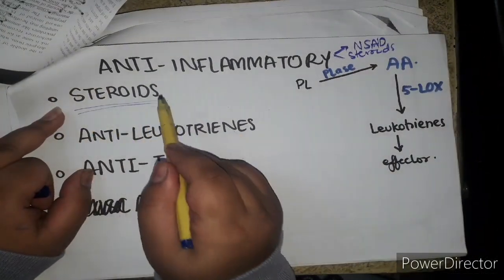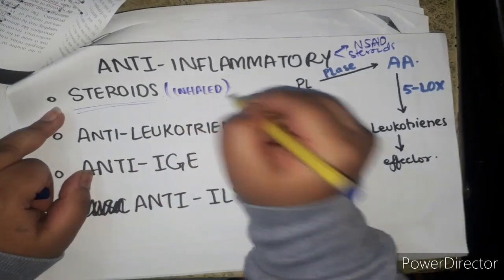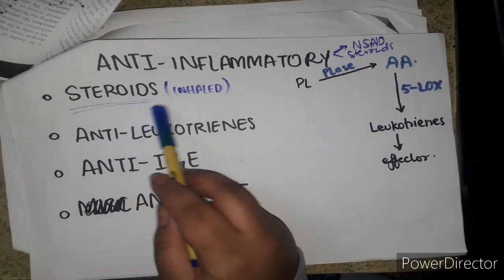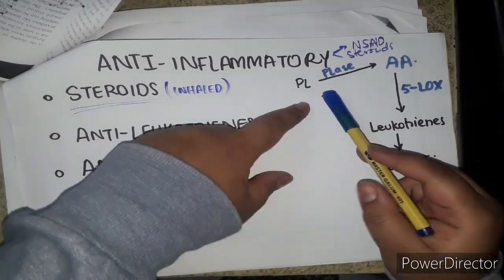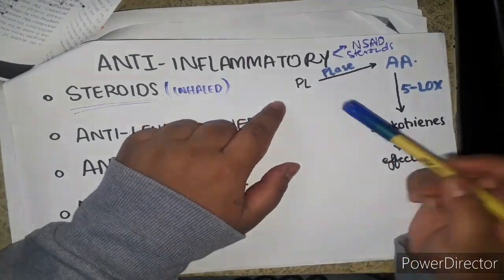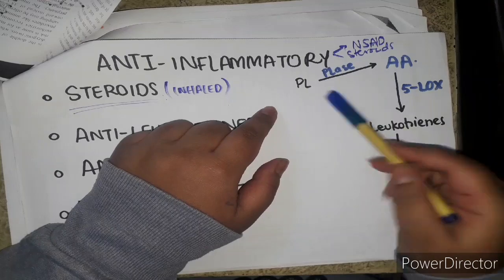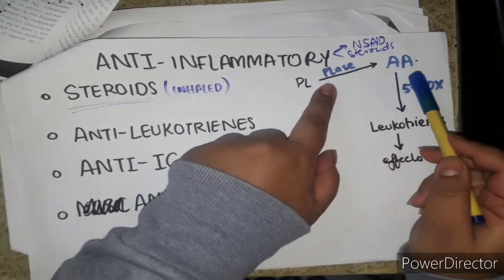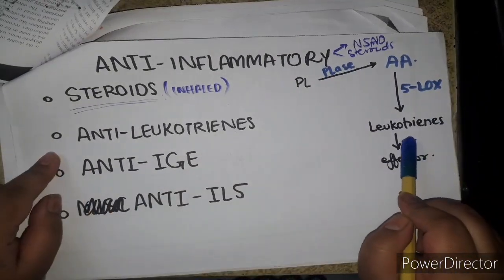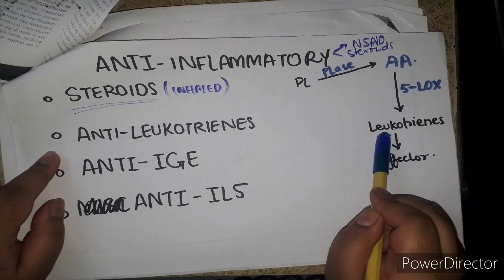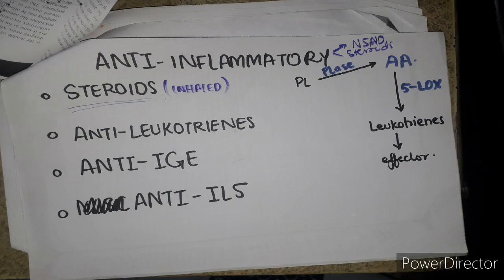So, the first drug we have is steroids. Inhaled steroids are the first line treatment of asthma, and these corticosteroids inhibit phospholipase A2. As we studied in the inflammation module, phospholipase A2 converts phospholipids into arachidonic acid, and these steroids prevent this from happening. Now from arachidonic acid, 5-lipoxygenase converts it into leukotrienes, and anti-leukotriene drugs inhibit the formation of leukotrienes. There are two types of anti-leukotriene drugs.